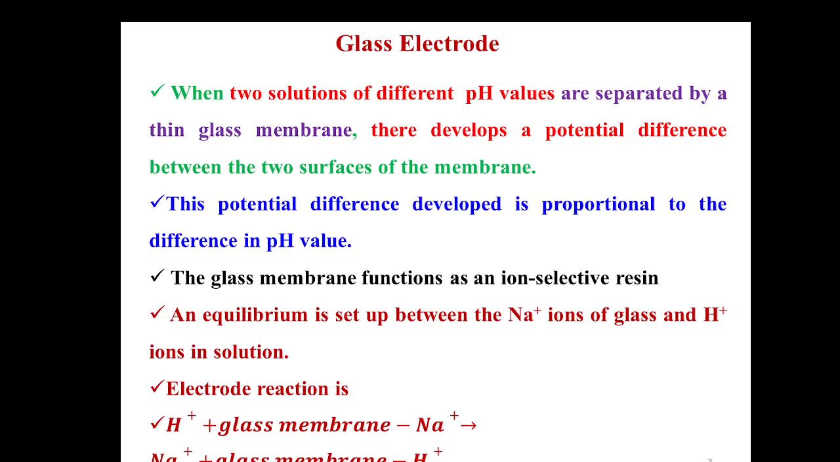The glass membrane functions as an ion selective resin, and an equilibrium is set up between the Na plus ions of glass and H plus ions in solution. So in the electrode reaction, the H plus ions exchange with the Na plus ions in the glass membrane.